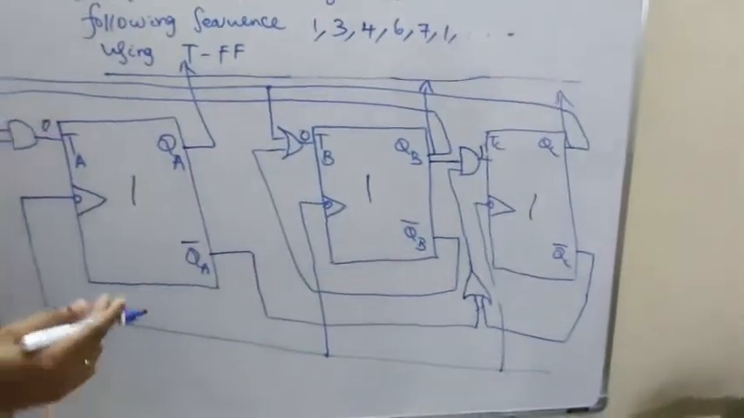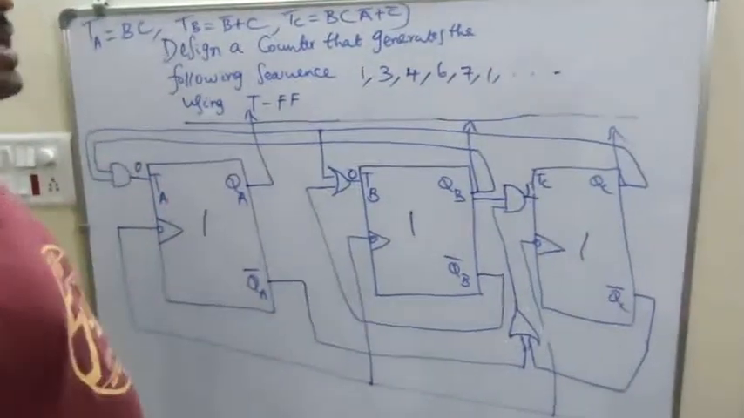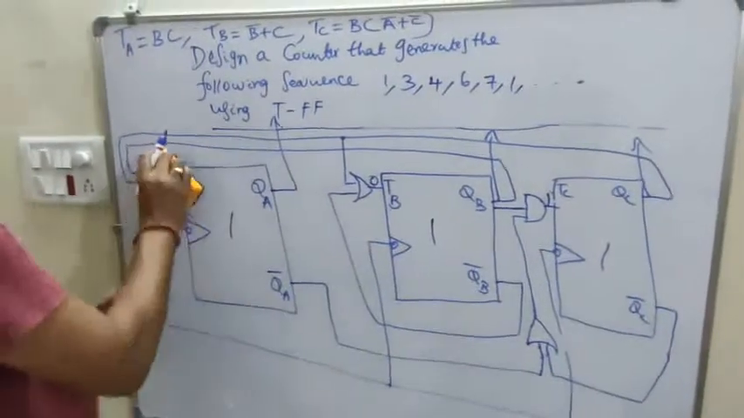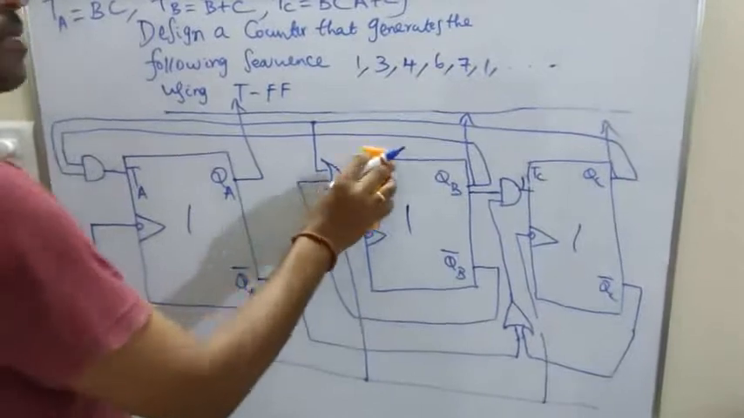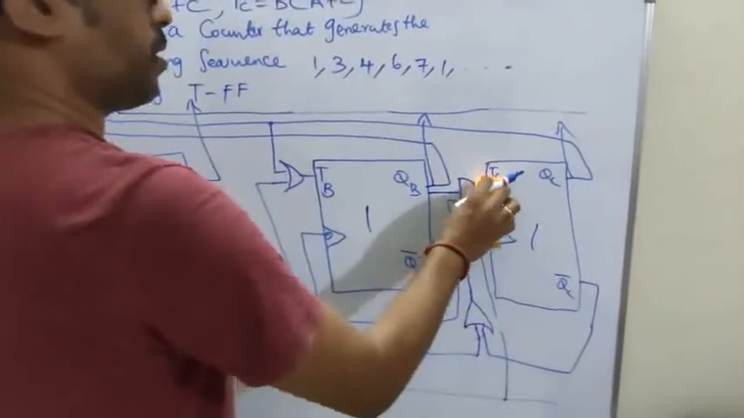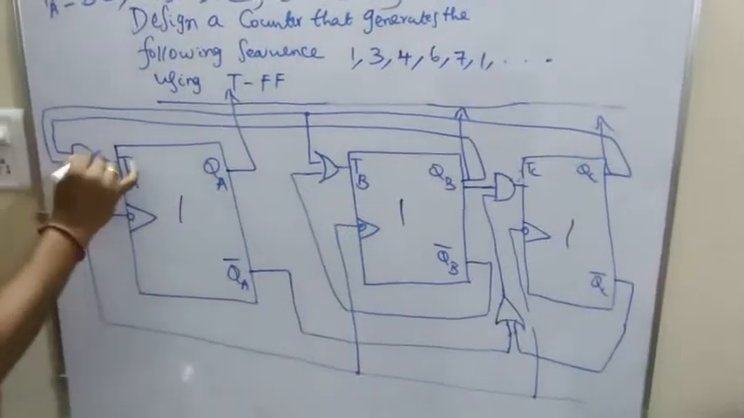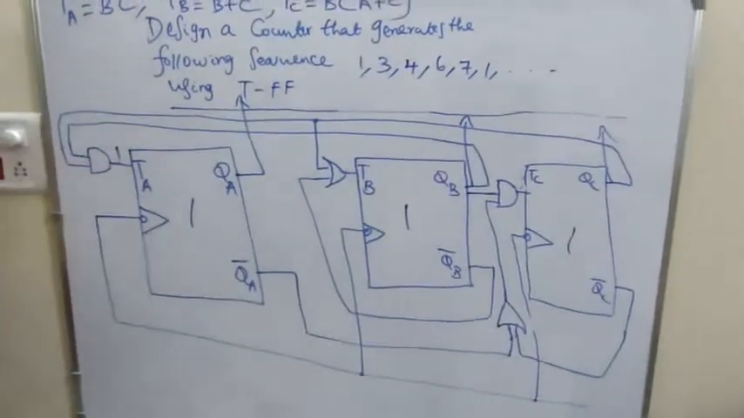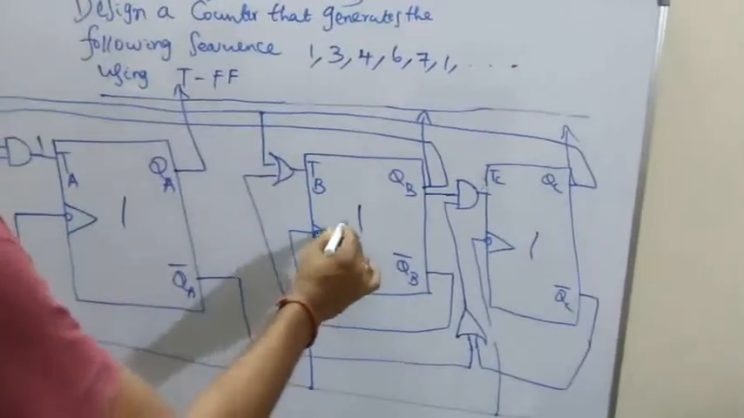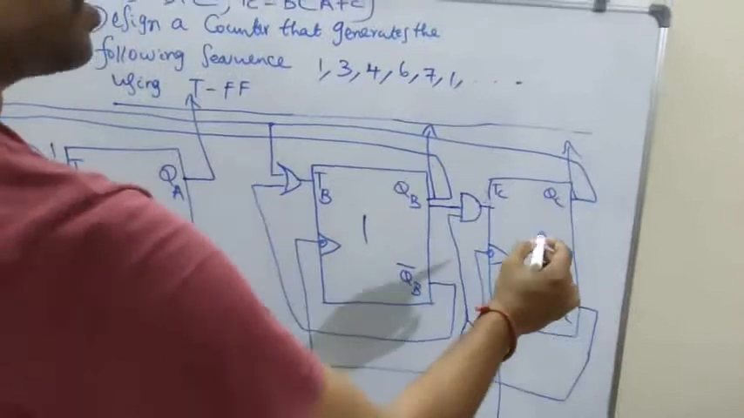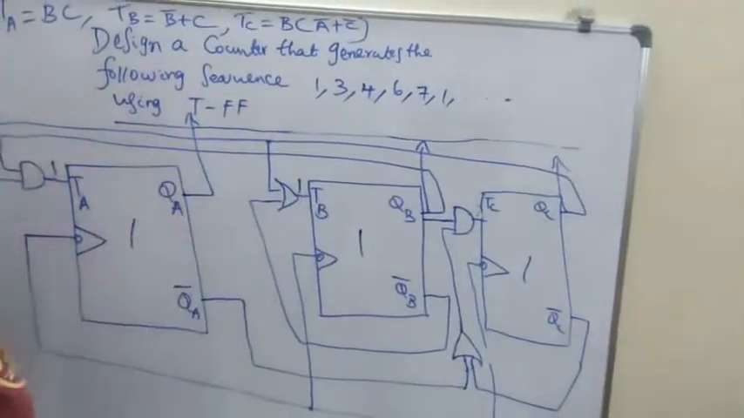Now we have to see whether it is going back to the initial state called 1. That is our reset state. Okay, now we will find it. B and C both are 1, so TA input is going to be 1. B dash plus C, right? B dash is going to be 0, but C is going to be 1. So TB input is going to be 1.